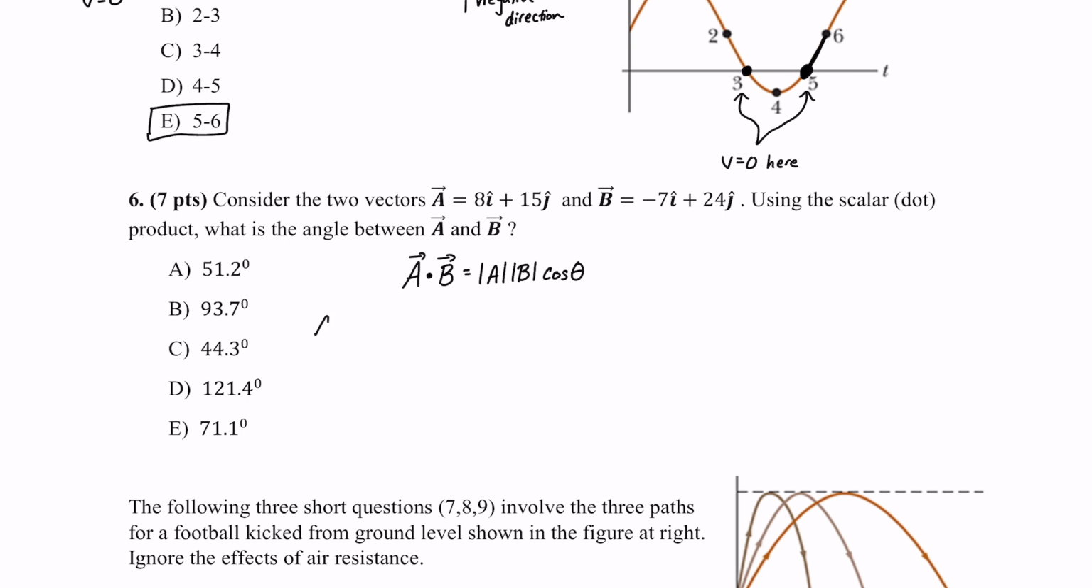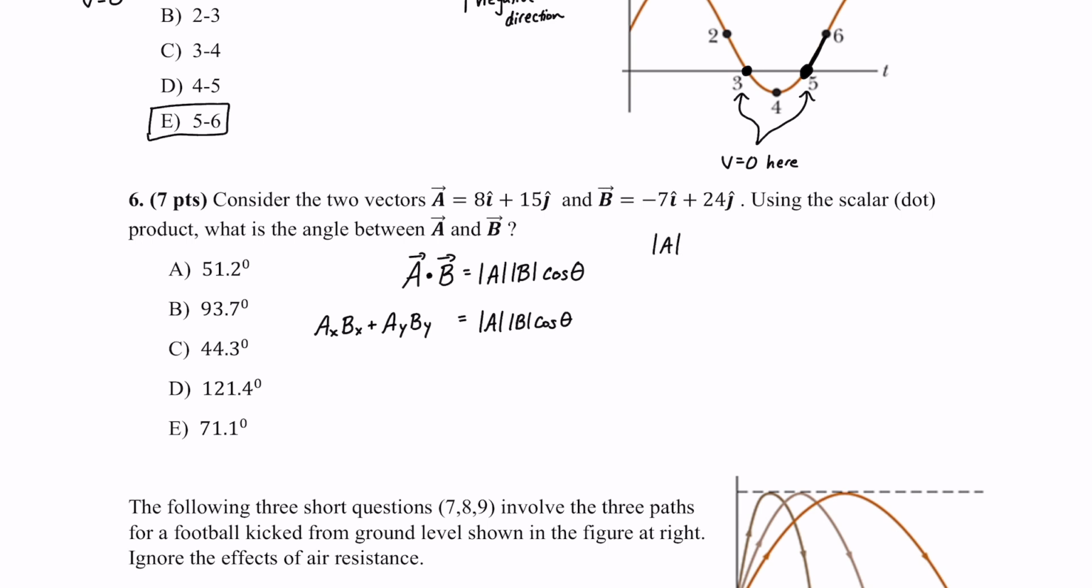So on the left-hand side, we could compute the dot product as AX BX plus AY BY, where the first term are the x components of vectors A and B, and the second term are the y components of vectors A and B. The right-hand side requires us to first figure out the magnitude of vector A and vector B, which we can do using the Pythagorean theorem.